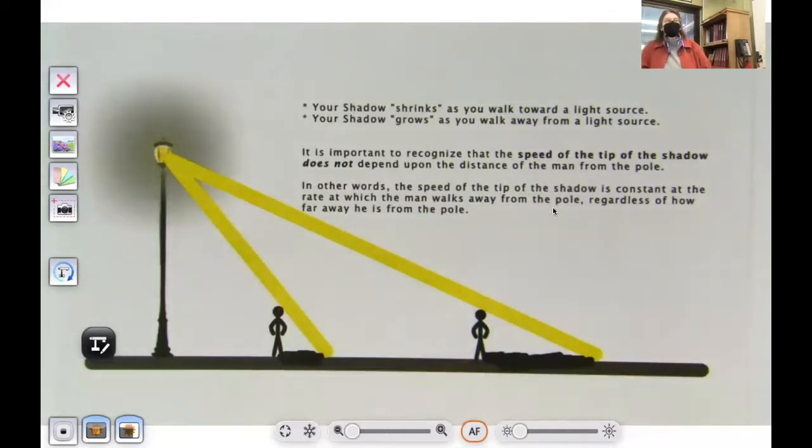So I just stated it in another way. The speed of the tip of the shadow is constant at the rate at which the man walks away from the pole. Okay, so you will forget that, and you'll come across the problem, and then you won't even realize it's happening. And then as soon as I say something to you, you're going to go, oh yeah, I remember that now.